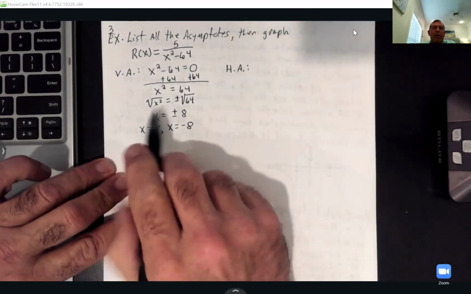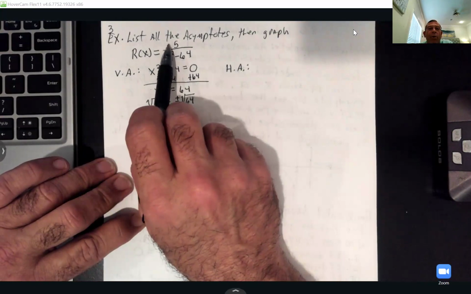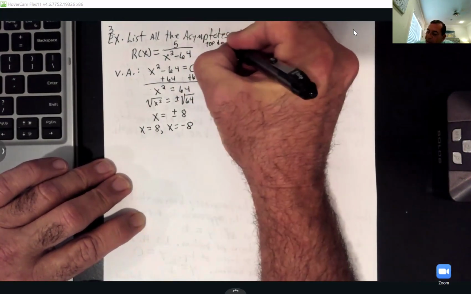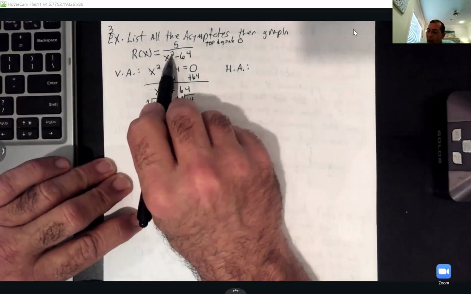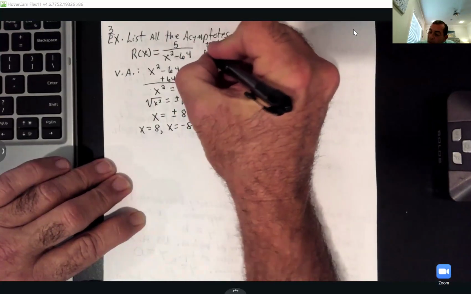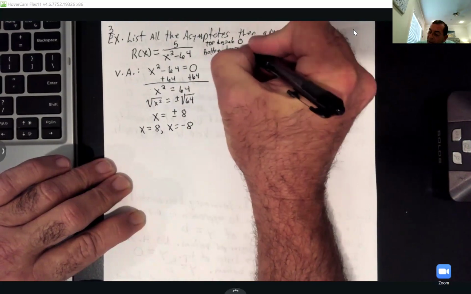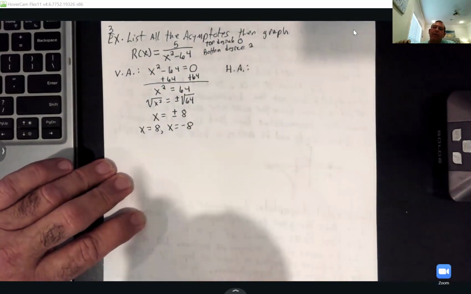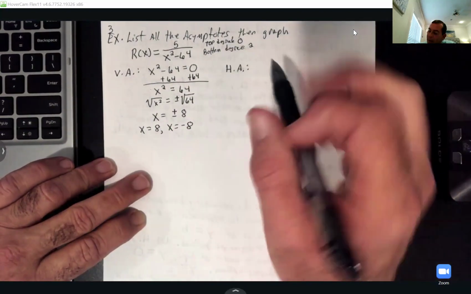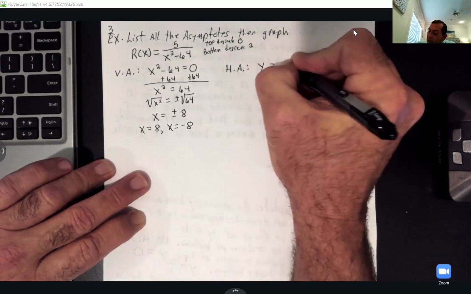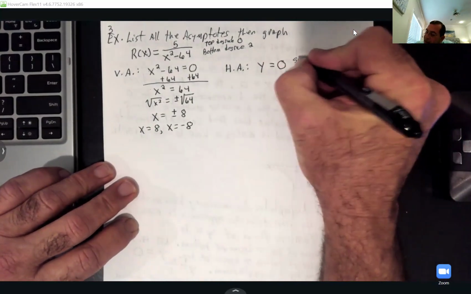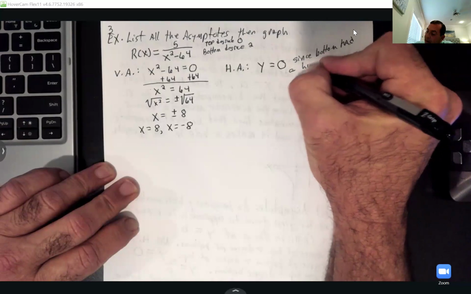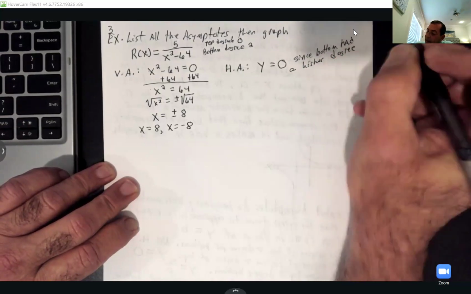My horizontal asymptote, remember, looks at the degree of the top and the degree of the bottom. Well, there's no variable on top. So for this one, since there's no variable, the top is a degree 0. The bottom highest exponent is 2. So the bottom is a degree 2. So this one has a higher degree in the bottom than it does on the top. So remember, we said when the bottom had a higher degree than the top, the horizontal asymptote was y equals 0.